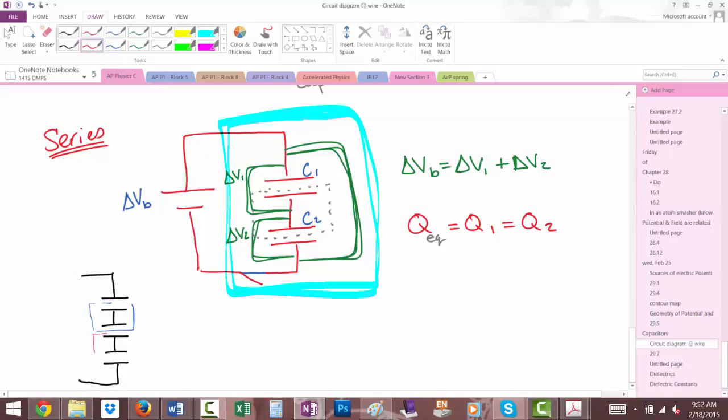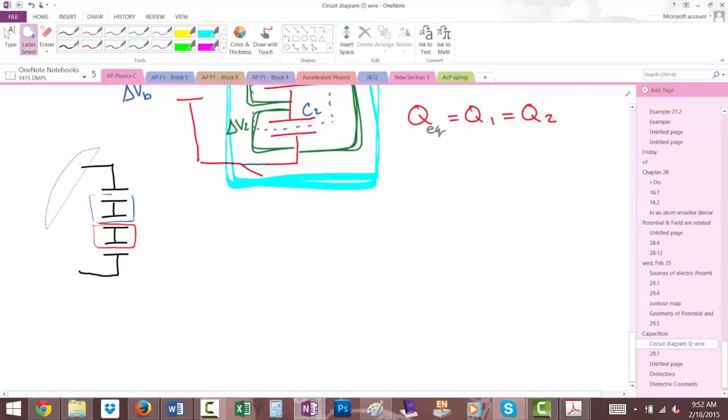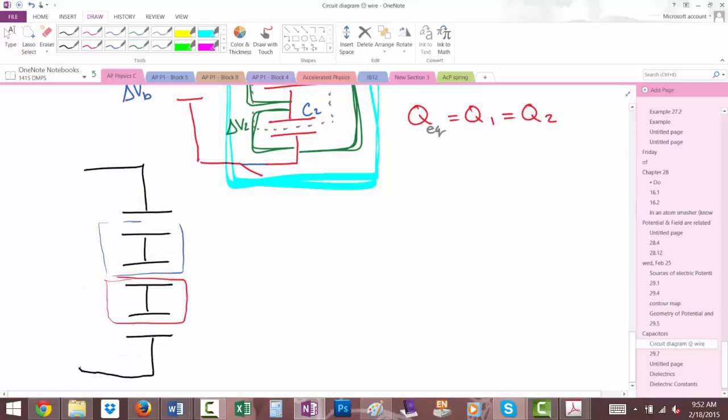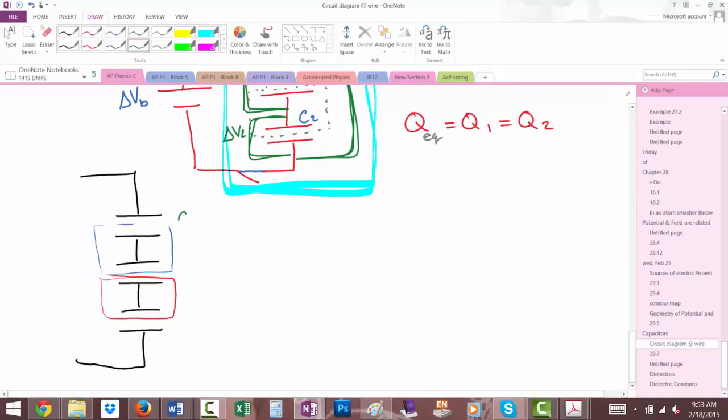Nathan, I want to make sure I'm understanding what you're saying. Is this the picture you're talking about here? Down here? Yeah. Okay, so I'm just going to make it bigger so it's easier to see. So we've got three capacitors. We've got C1, we've got C2, and we've got C3. Everybody good?